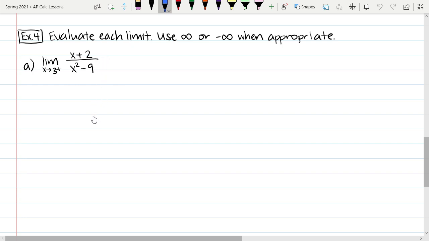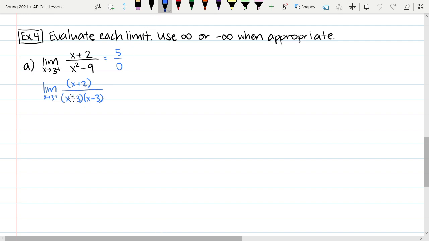Sorry, I should actually back up. Again, we're going to use direct substitution first, but as you can see, that's going to give us 5 over 0, which does mean that the limit does not exist, but because we're talking about infinite limits, we do need to investigate more closely. And to do that, we're going to factor now. So if I factor this, I get the limit as x approaches 3 from the right of x plus 2, so the numerator doesn't factor, over x plus 3 times x minus 3.